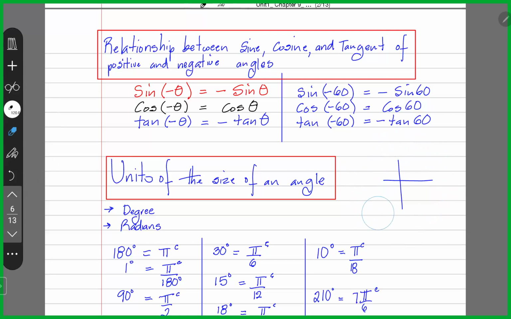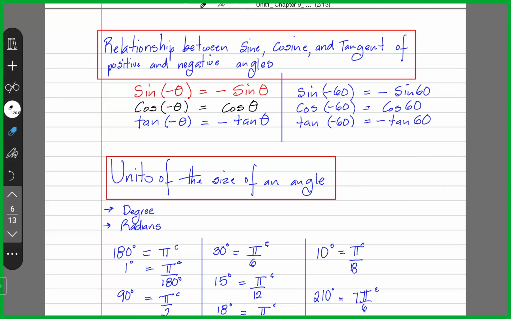Some things to point out. The sine of minus theta is equal to minus the sine of theta. This is something you could deduce for yourself looking at your CAST diagram. The cosine of minus theta is equal to the cosine of theta. For example, the cosine of minus 60 is equal to the cosine of 60 degrees.